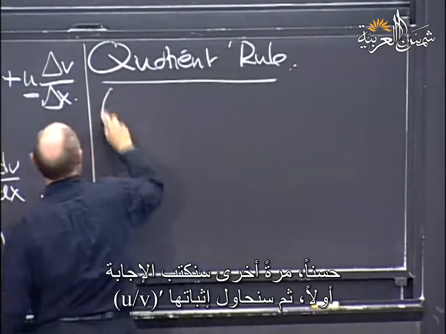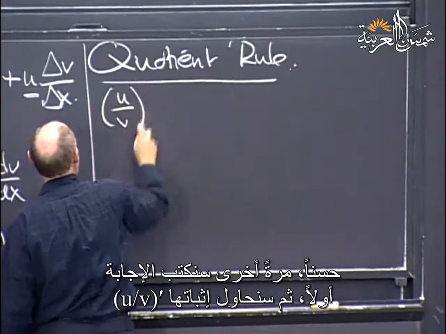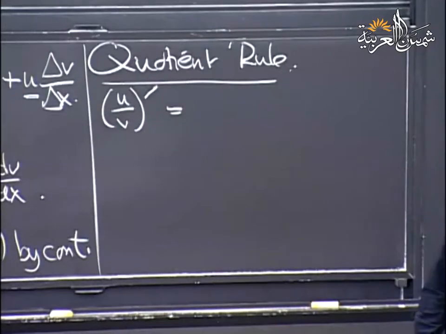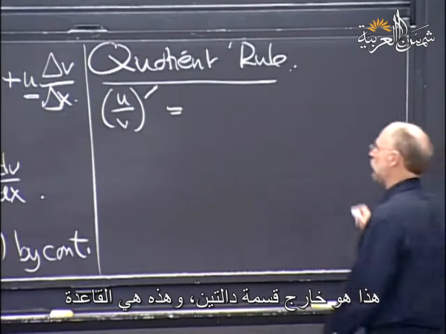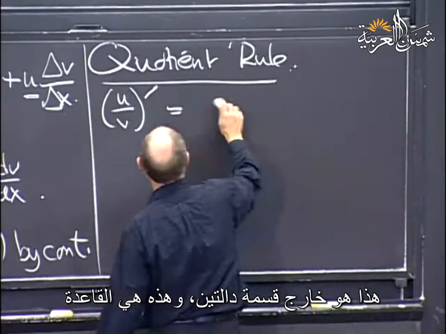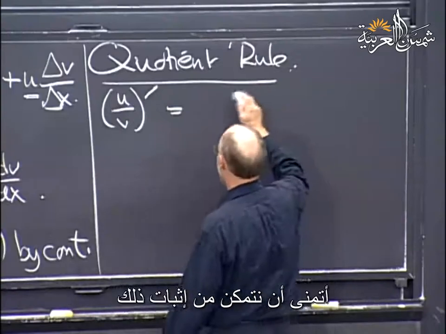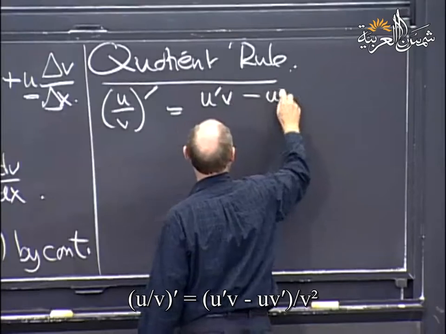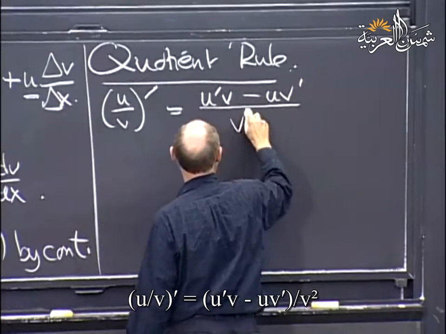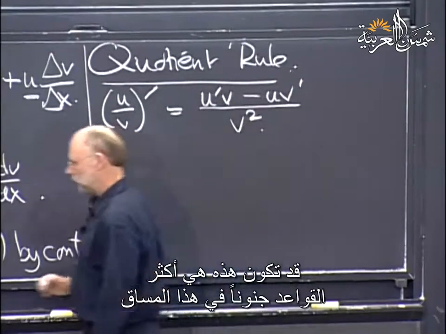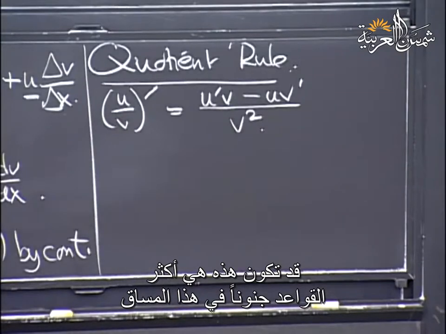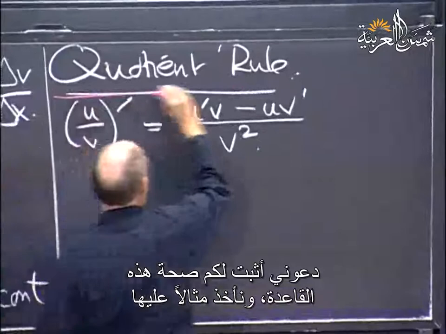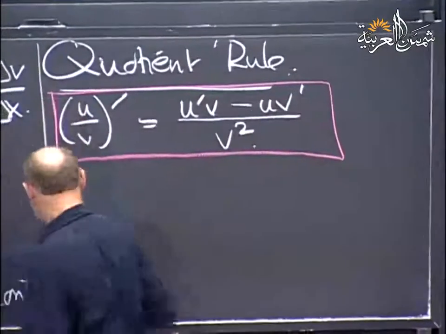Well, again, I'll write down what the answer is, and then we'll try to verify it. So there's a quotient. Let me write this down. There's a quotient of two functions. And here's the rule for it. So I always have to think about this and hope that I get it right. u prime v minus uv prime divided by v squared. This may be the craziest rule you'll see in this course, but there it is. And I'll try to show you why it's true and see an example. Yeah, there was a hand.